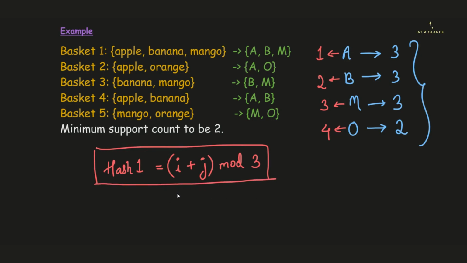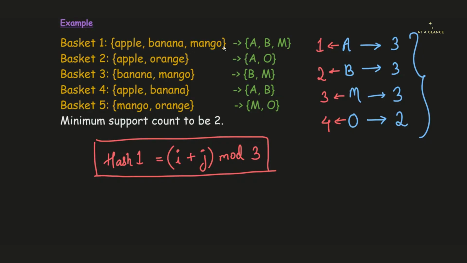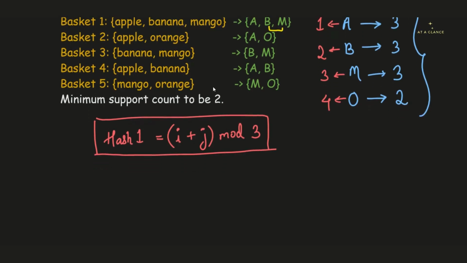Now we'll have to create pairs. How are pairs created? We'll have to check each and every basket for creating the pairs. If you look at basket 1, here in basket 1 there are a total of 3 items, that is A, B and M. We'll have to find out each and every possible combination of these 3 items A, B and M. Here you can see the first pair can be AB, the second pair can be BM and the third pair can be AM. Similarly, we have to create pairs from all the list of baskets.